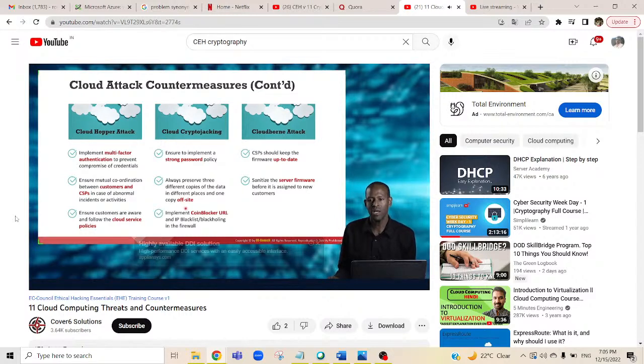Next, we want to implement coin blocker URL and IP blacklisting and black holing in the firewall. A blacklist is a list of IP addresses that are known bad. We don't want them to be able to be used anywhere near our network. Black holing is when a malicious communication tries to make contact with our network, it just gets dropped.